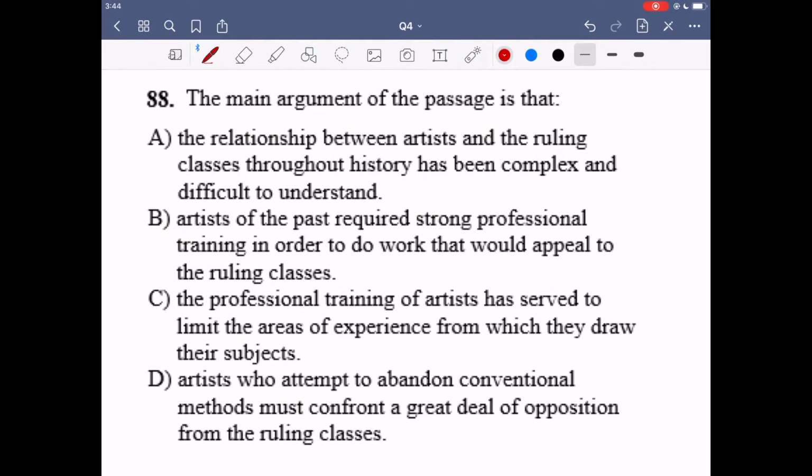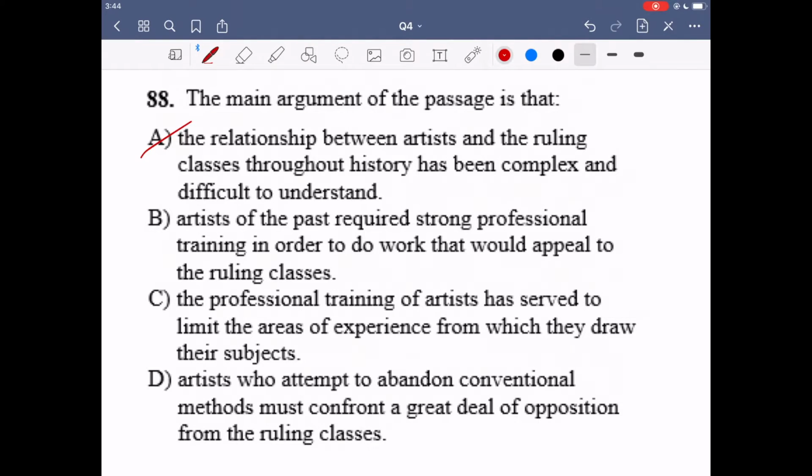So option A is saying the main argument is that the relationship between artists and the ruling classes throughout history has been complex and difficult to understand. That's kind of like a sentence that was discussed at the beginning, that it's a difficult topic, it's not something which should be simplified, but that's not the main argument of the passage.